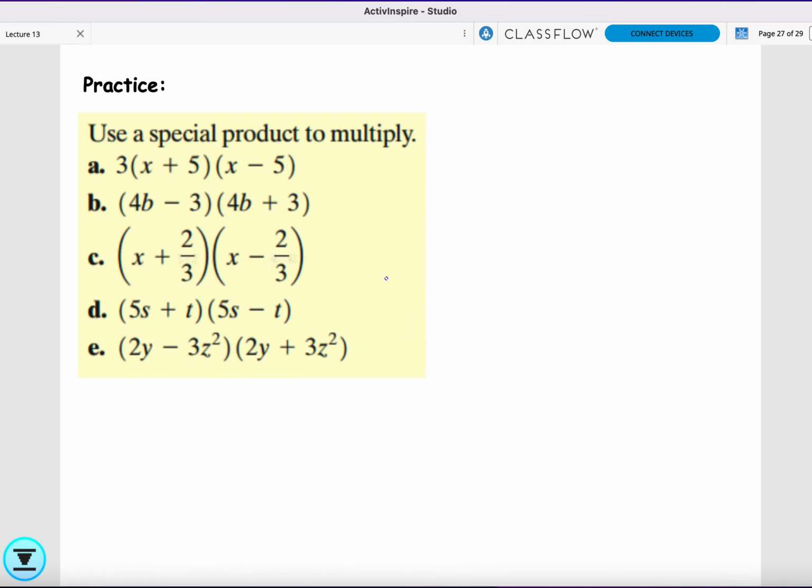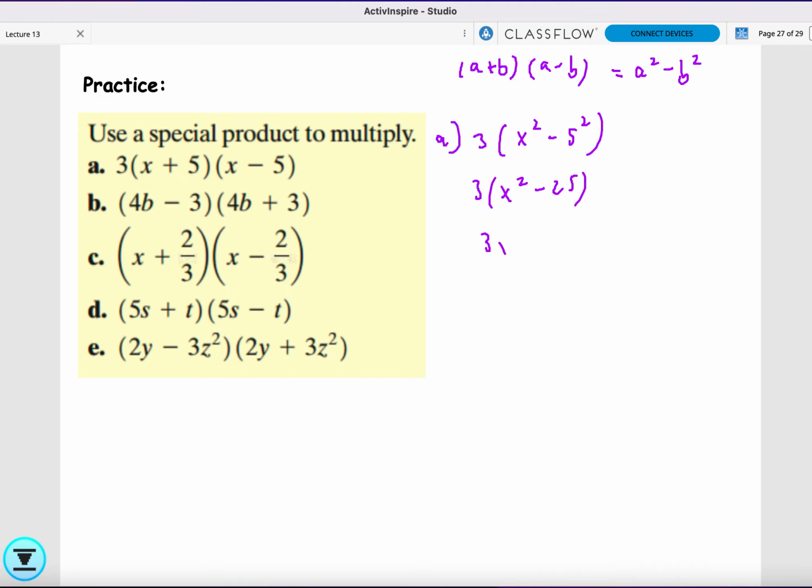So here we go, guys. Like I said, this is another practice set, guys. You can use this to do the a squared minus b squared. So remember that. a plus b times a minus b is the same thing as a squared minus b squared. All right, let's look at a. Here we have 3 times (x plus 5)(x minus 5), so it'll be x squared minus 5 squared, which is just x squared minus 25, which is just 3x squared minus 75. You're done.